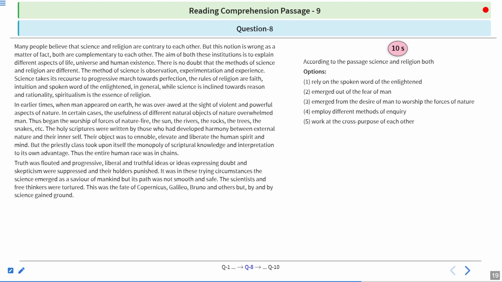According to the passage, science and religion, options are: rely on the spoken word of the enlightened, emerge out of the fear of man, emerge from the desire of man to worship the forces of nature, employ different methods of inquiry, work at cross purposes of each other. You have 10 seconds to answer.